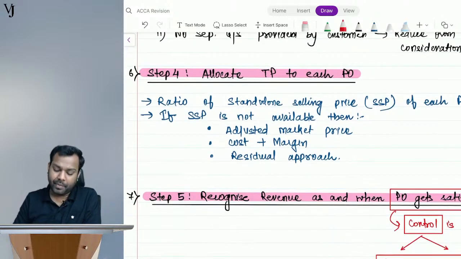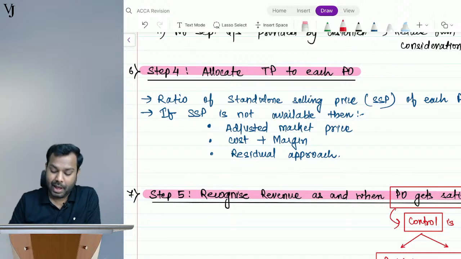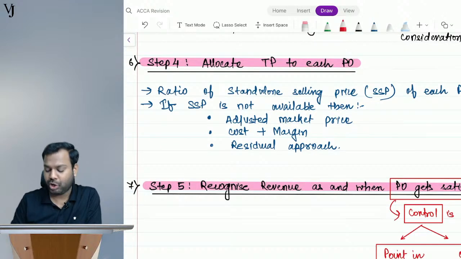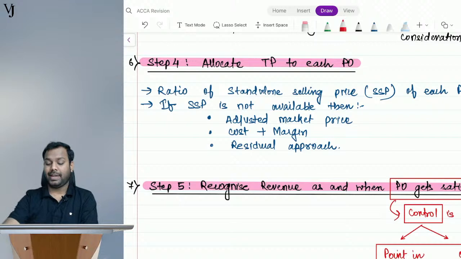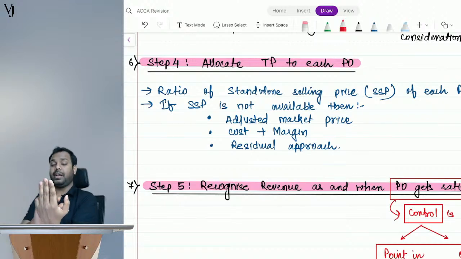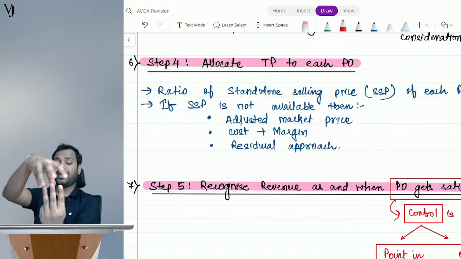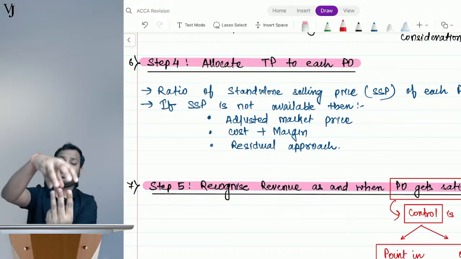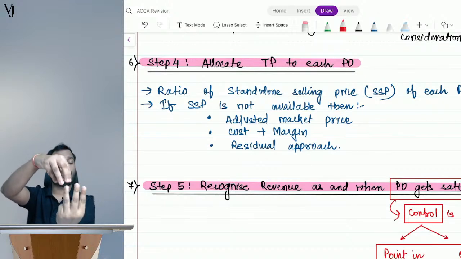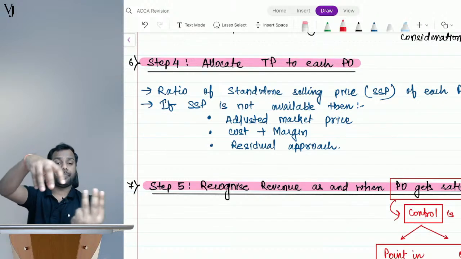Now, step number 4, allocate the transaction price to each performance obligation. See guys, understand what we have studied so far. Identify the contract, identify the performance obligations, identify the transaction price. Now what we are doing is allocating this to each of them. How?